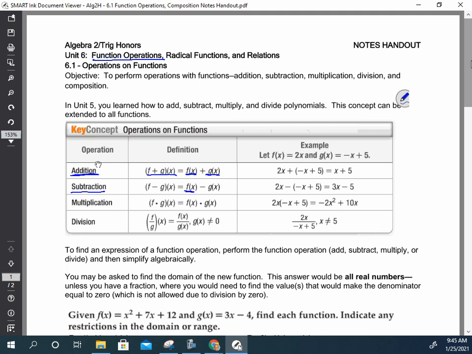Subtraction, f of x minus g of x. Multiplication, f of x times g of x. Division, f of x divided by g of x. So what you have here is the notation. It's a notation. The directions might not say add these two functions up. They might give you the notation, and you'll be expected to know that that's what that means.